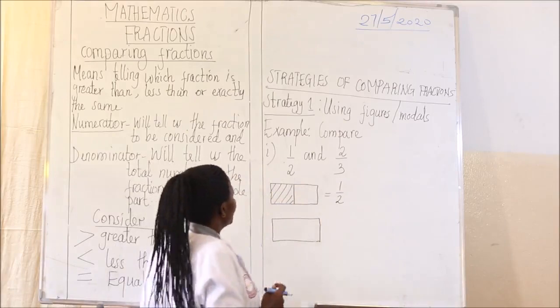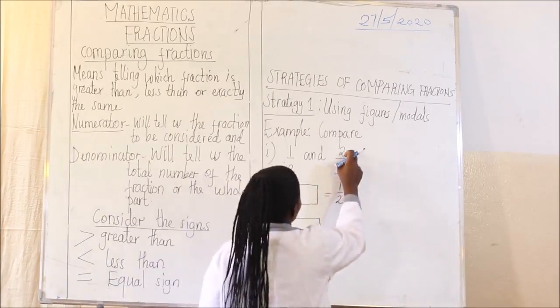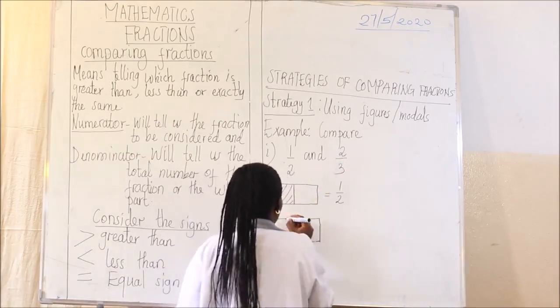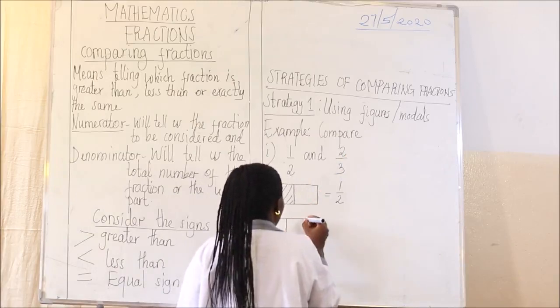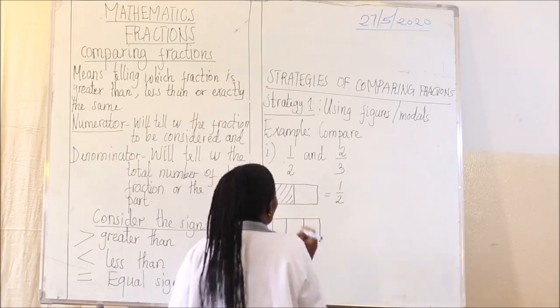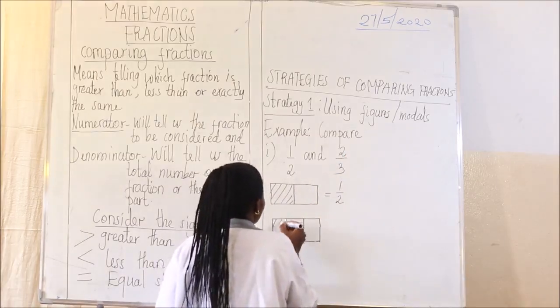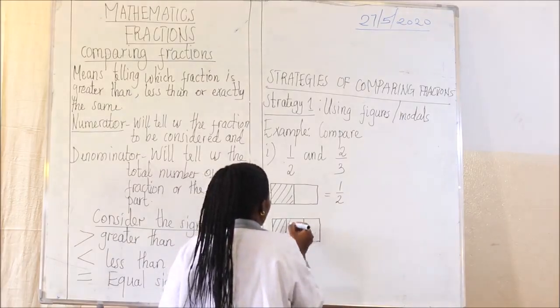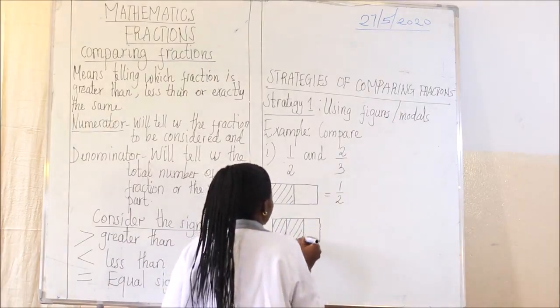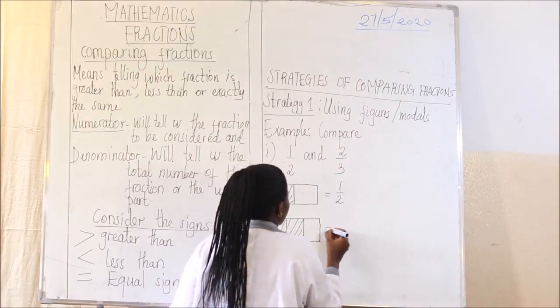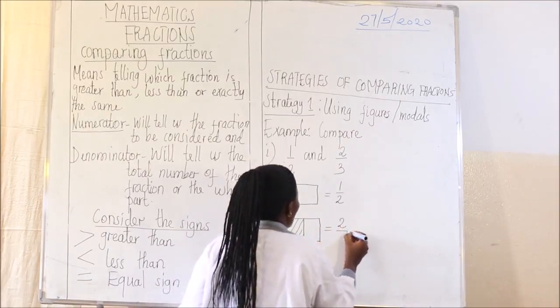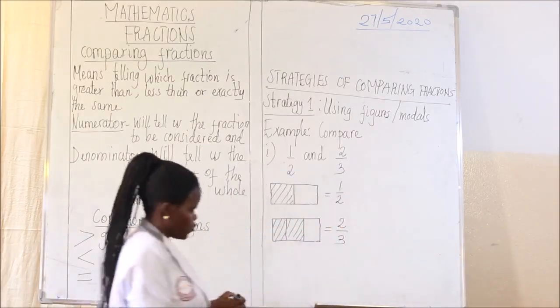And then the last fraction is 2/3. So you have to divide this one into equal parts, 3 equal parts, where the 2 parts will be shaded. This one here, this is what we call 2/3, or 2 out of 3.